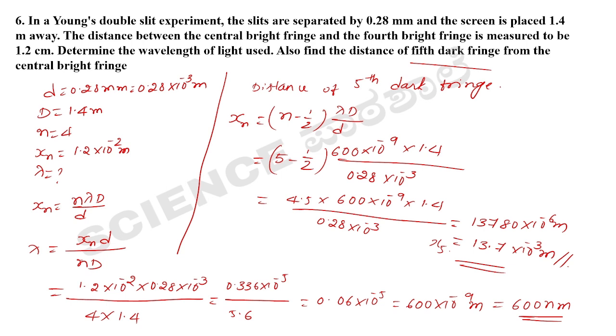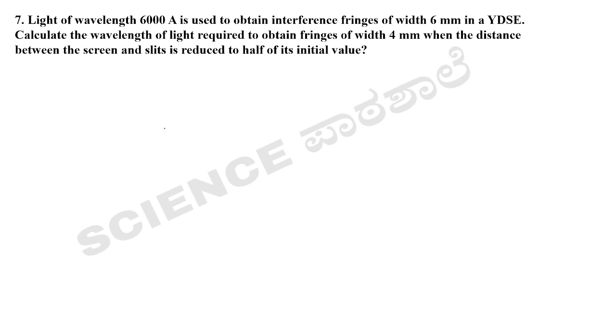Okay, yes. Next question will be like this. Light of wavelength 6000 angstrom is used to obtain interference fringes of width 6 mm in a Young's double slit experiment. Calculate the wavelength of light required to obtain fringes of width 4 mm when the distance between the screen and slit is reduced to half of its initial value. Okay, so now we are going to divide into cases, case 1 and case 2. So what they have given? First case 1.